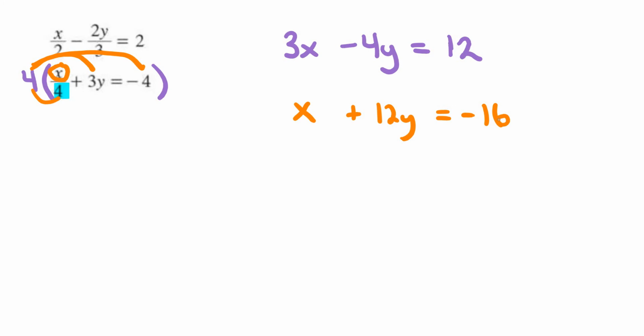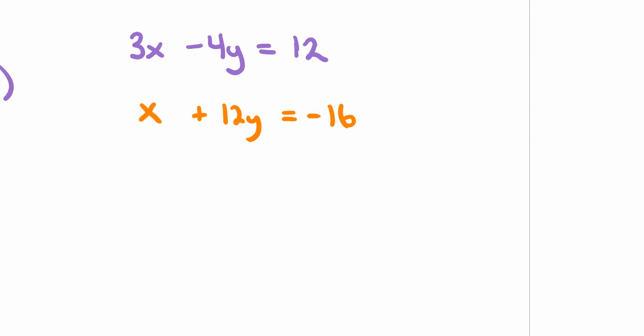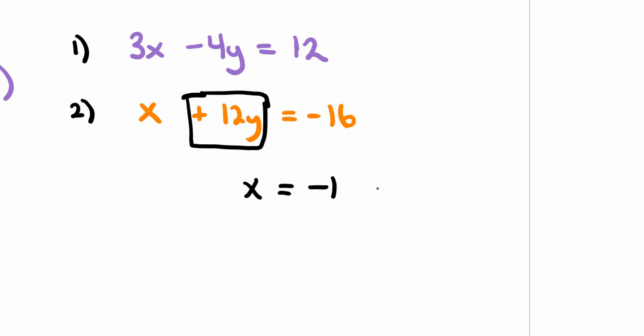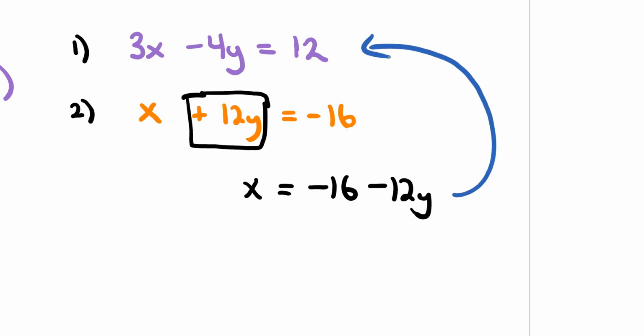And what you need to do now is solve this kind of problem the same way that we approached some of the previous problems. Now, this is your first equation. This is your second equation, right? I think it's better to deal with your second equation because I can just move the 12y over. If I do that, I get x equals negative 16 minus 12y.